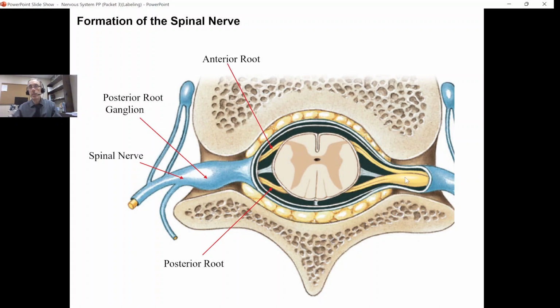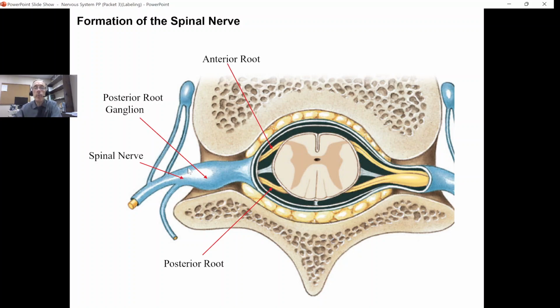If you see the posterior nerve root ganglia here, that tells you this is going to be more towards the back. So I labeled it on this side. The swelling right here would be the posterior root ganglia. Okay, so again, there's 2 roots, the anterior root and the posterior root. They unite to form the spinal nerve.